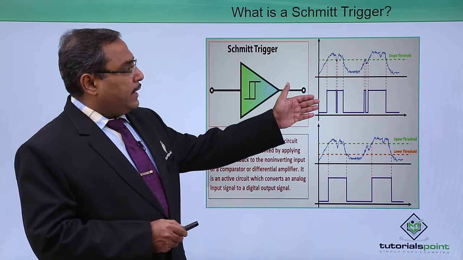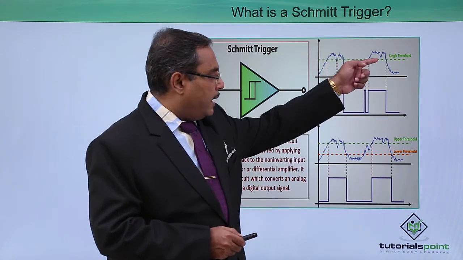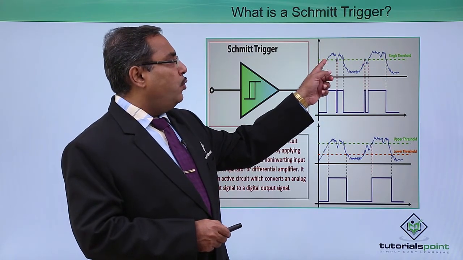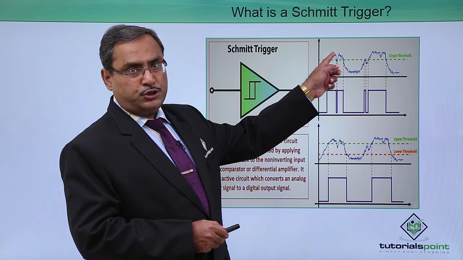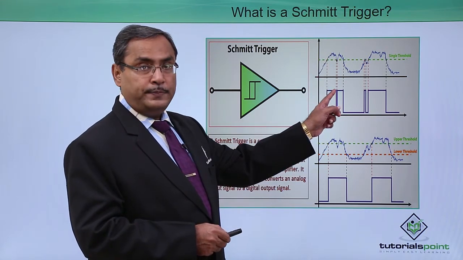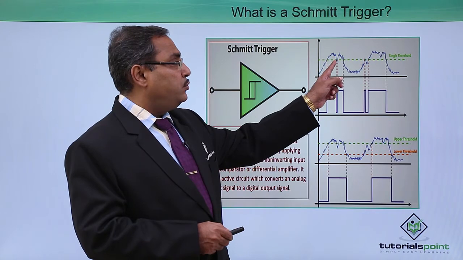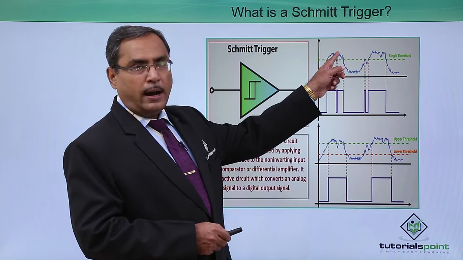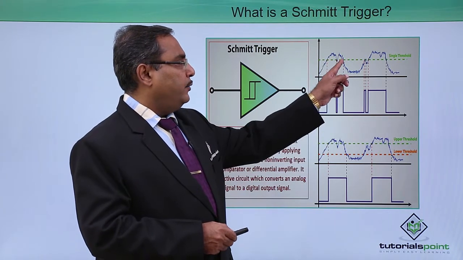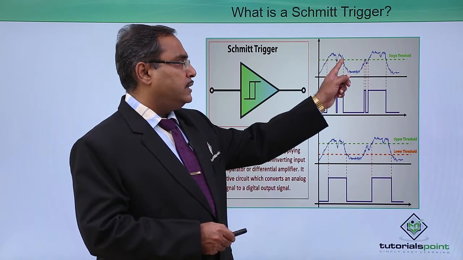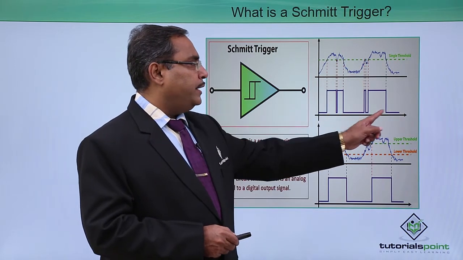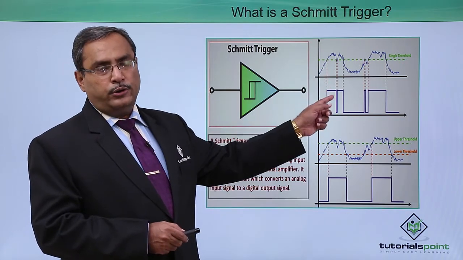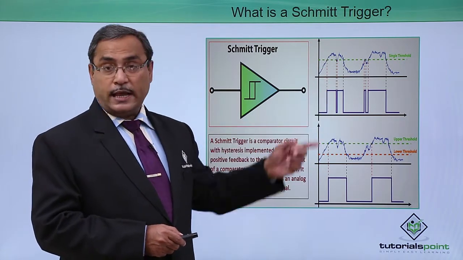A Schmitt trigger can have a single level. So here we have a single threshold. When this analog voltage goes above this threshold value, the output will be high. And when this analog voltage goes below the threshold value, the output will be low. And when it goes up again, the output will be high. And when it goes low again, below this threshold value, the output will be low. In this way, the output waveform will be obtained. So from the analog input signal, we get a digital signal as output.